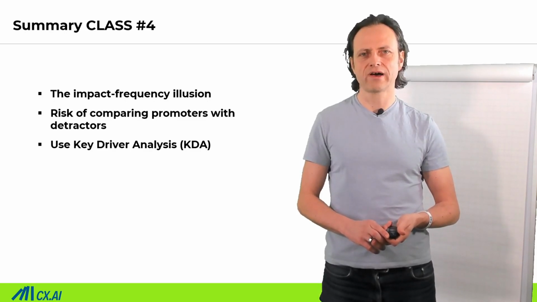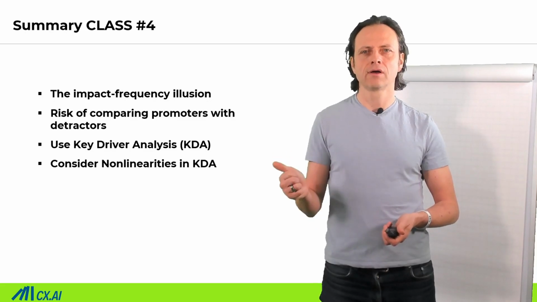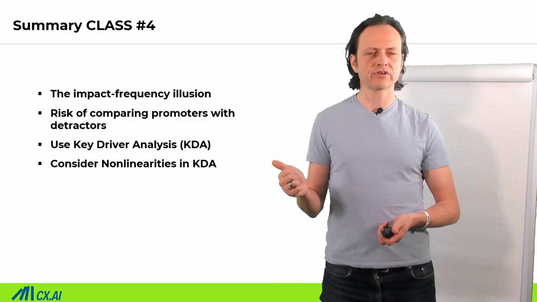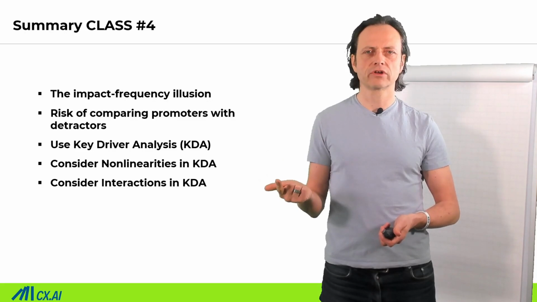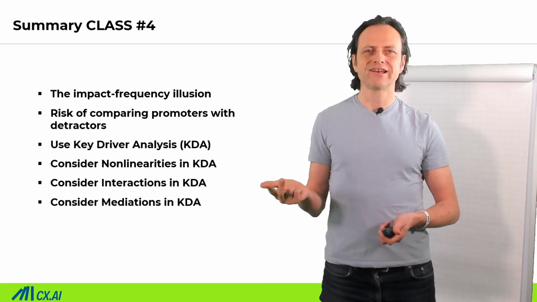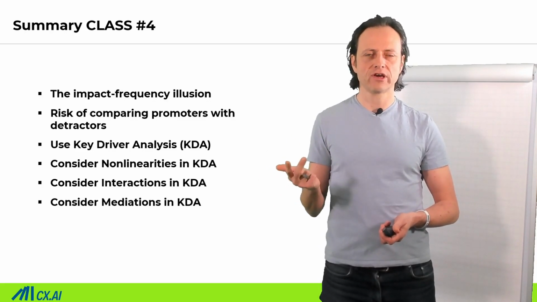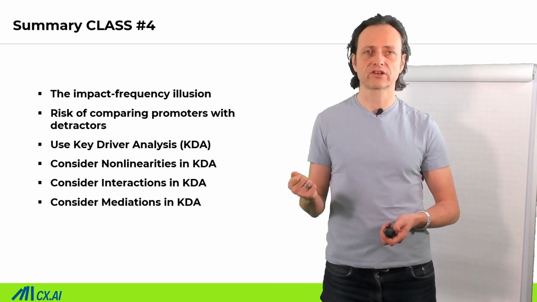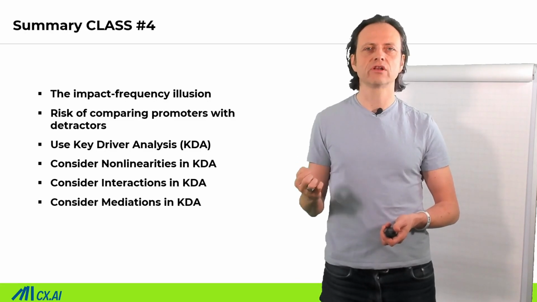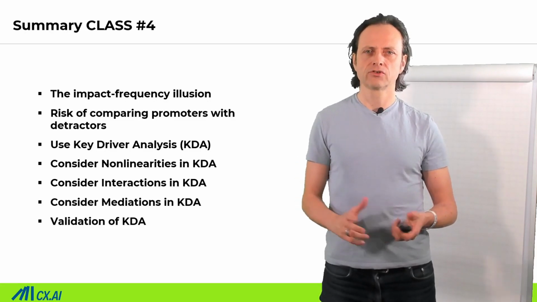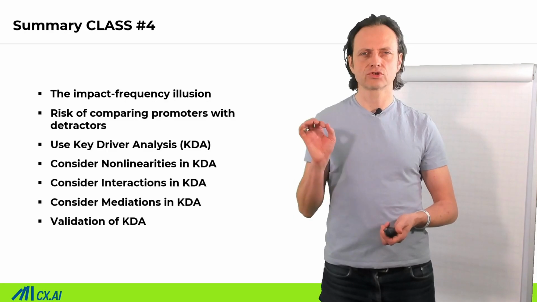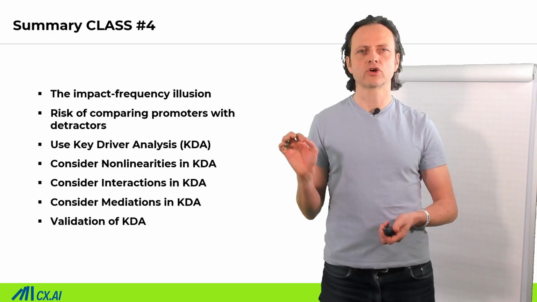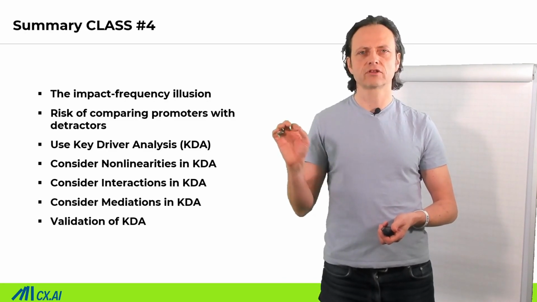You can improve it by 100% by considering nonlinearities, considering interactions, and considering mediation effects. And this can be done in the best, easiest and most practical way using machine learning. So we talked about validation. You should look at predictive power, but not only that: follow the predictive power through the causal network.